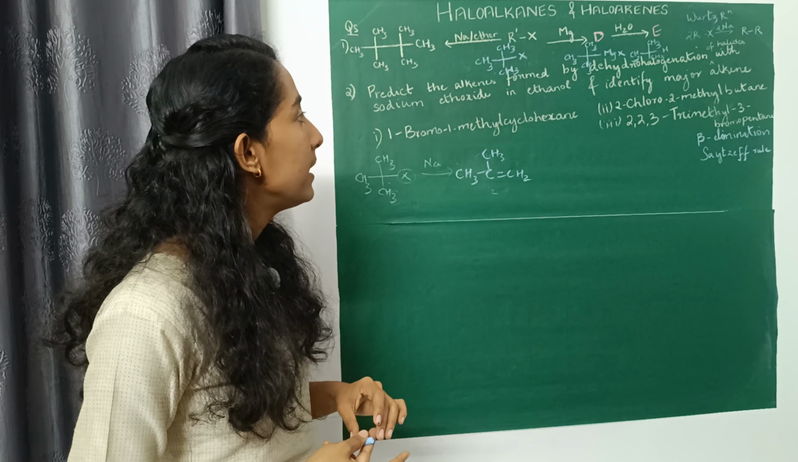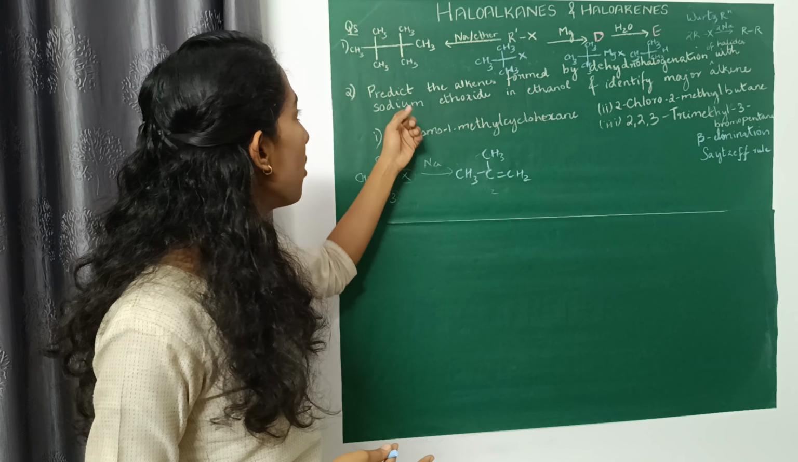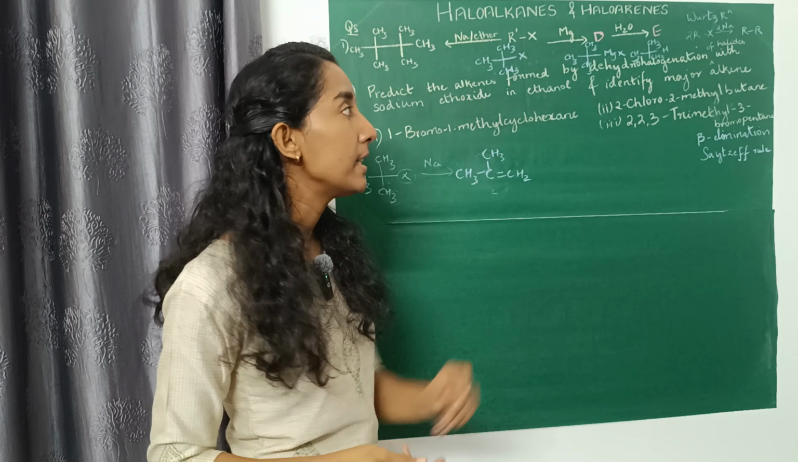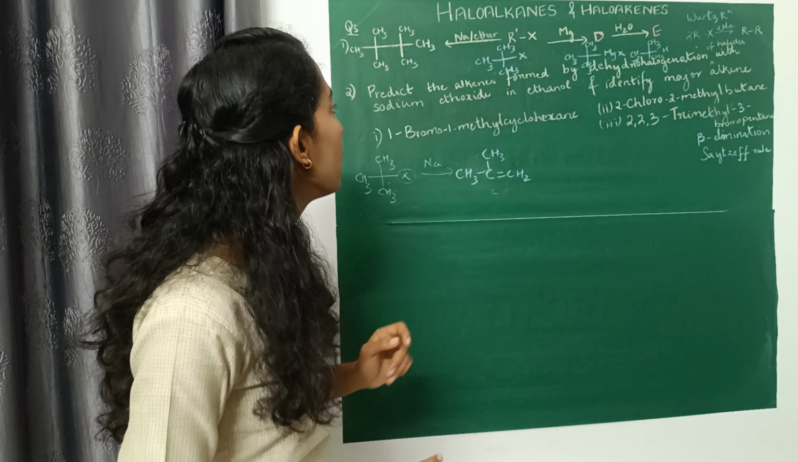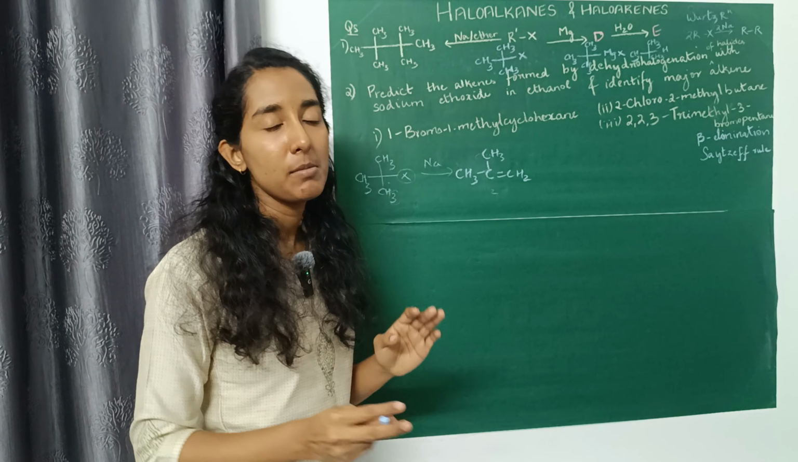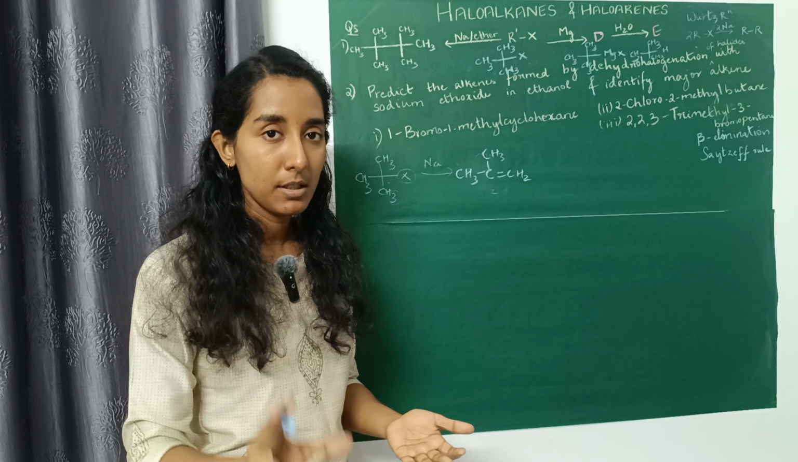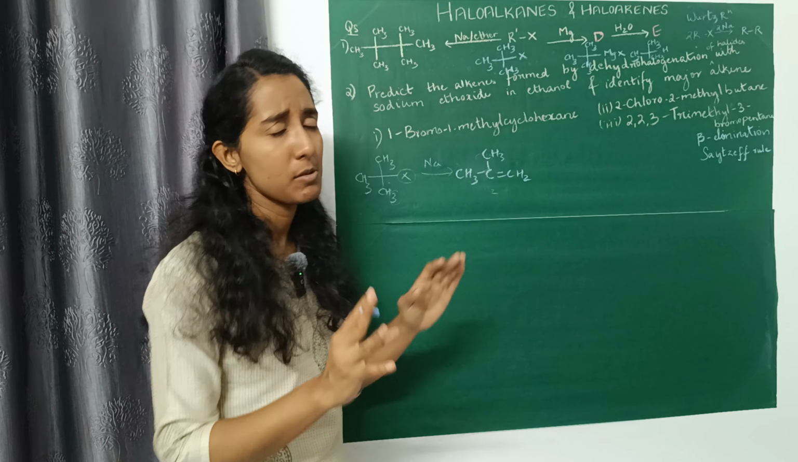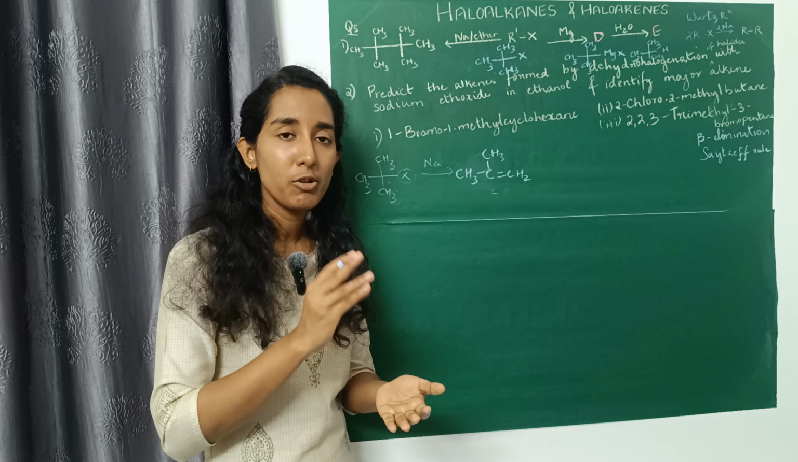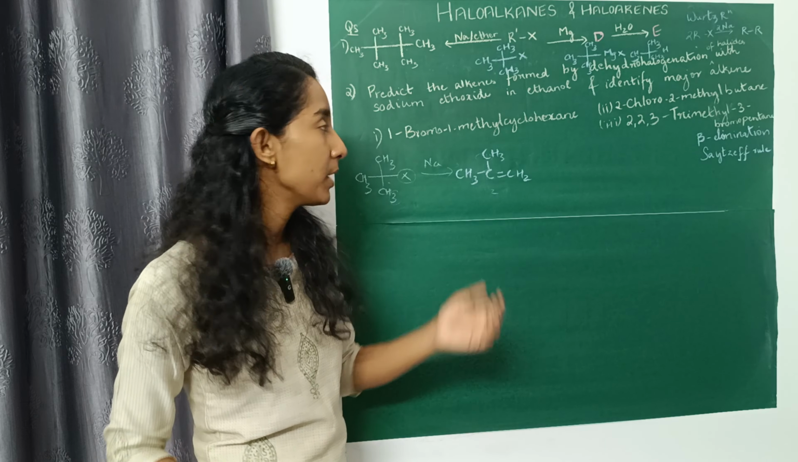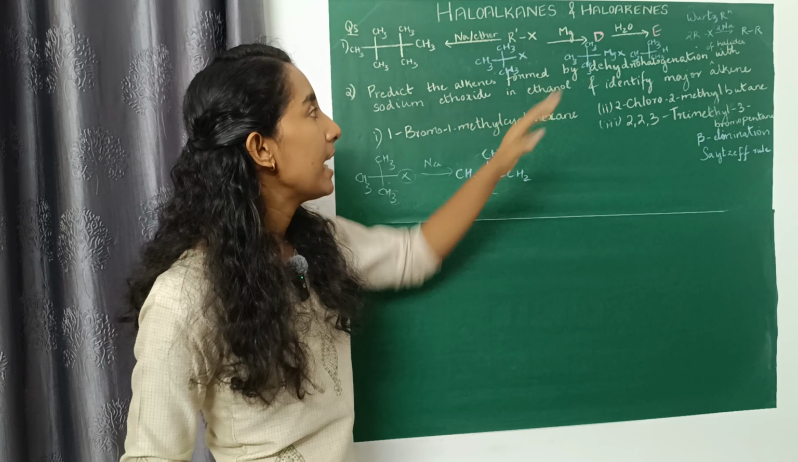Predict the alkenes formed by dehydrohalogenation of halides with sodium ethoxide in ethanol, and identify the major alkene. Okay, predict the alkene. What is an alkene? Alkene is basically carbon and hydrogen, and then "ene", so it will have a double bond, okay.